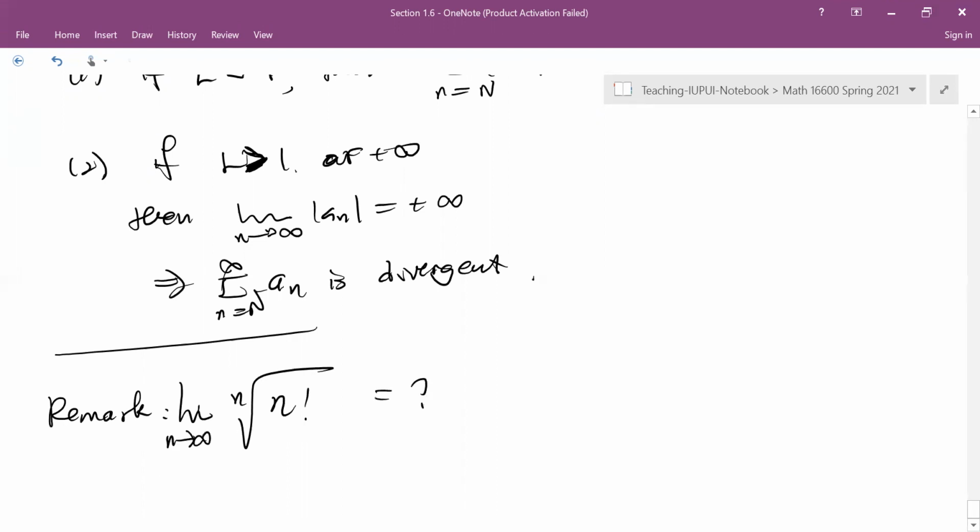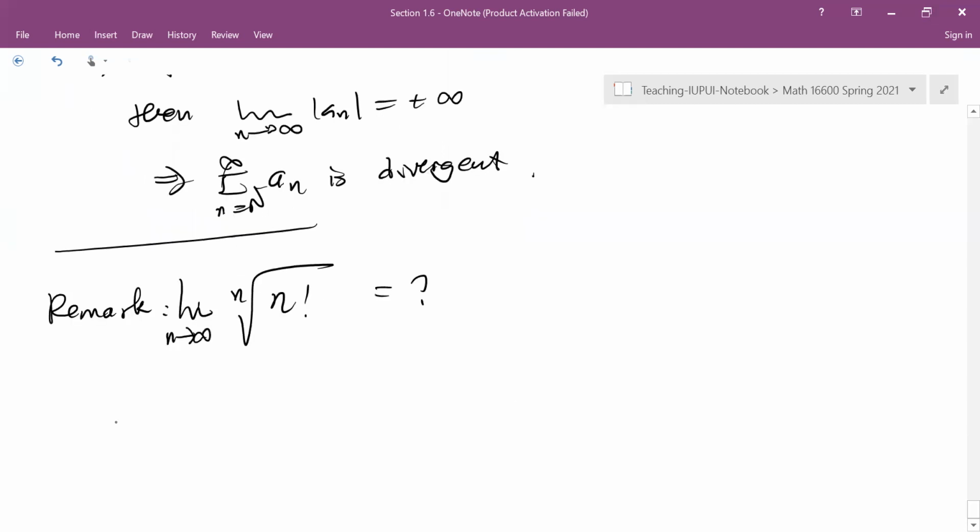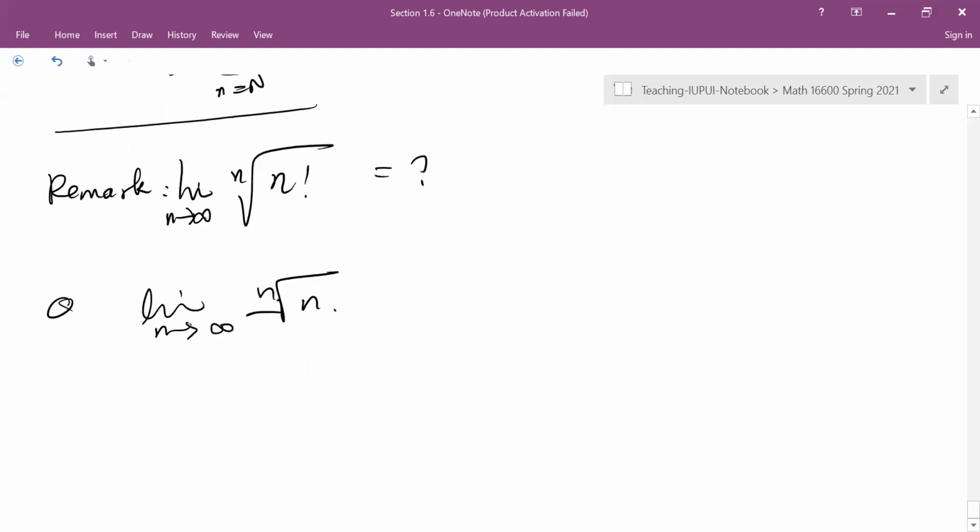Is the limit infinity or finite, right? But we know the limit of the nth root of n. Okay, we find the limit of the nth root of n. How do you find it?